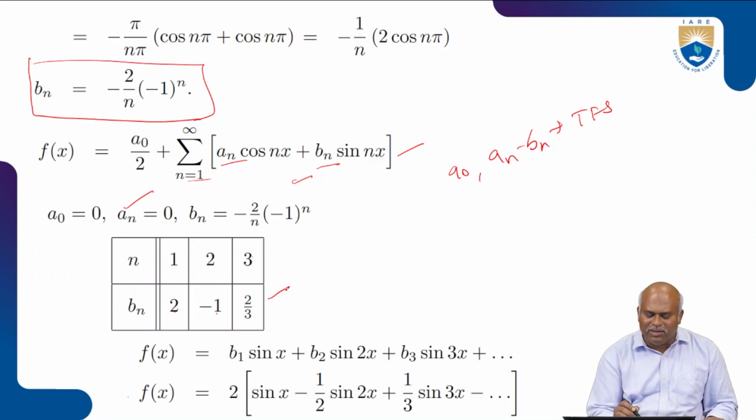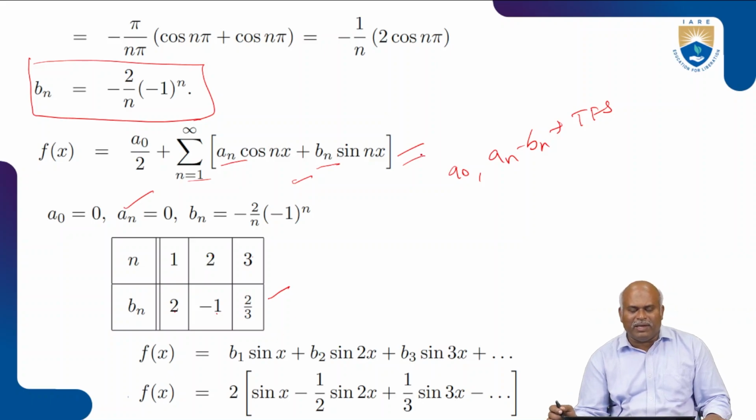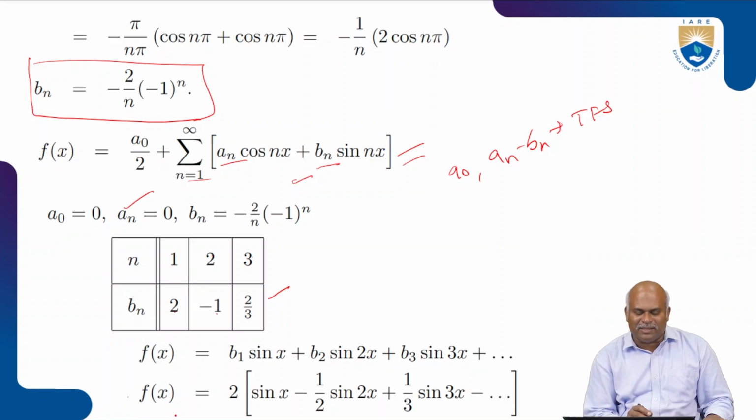Then these values are going to be substituted in the trigonometric Fourier series condition. What will happen for f of x? The f of x is equal to 2 sin x minus 1 by 2 sin 2x plus 1 by 3 sin 3x. These values are obtained.